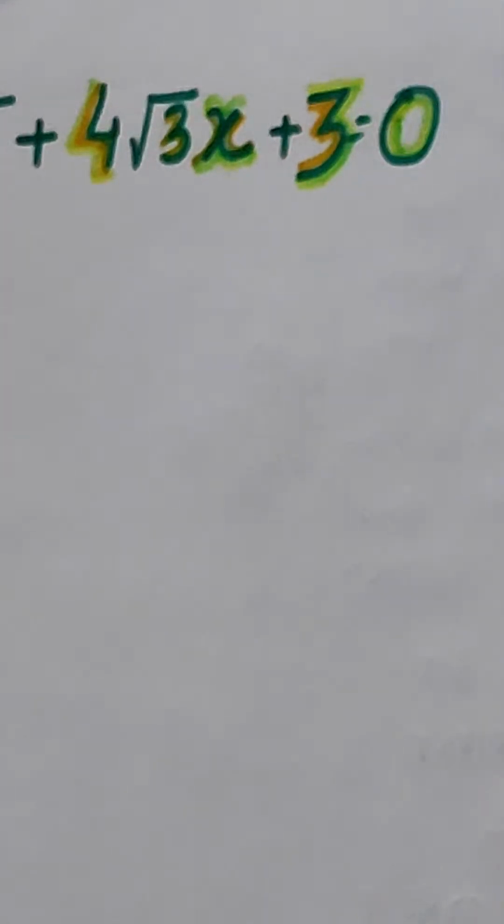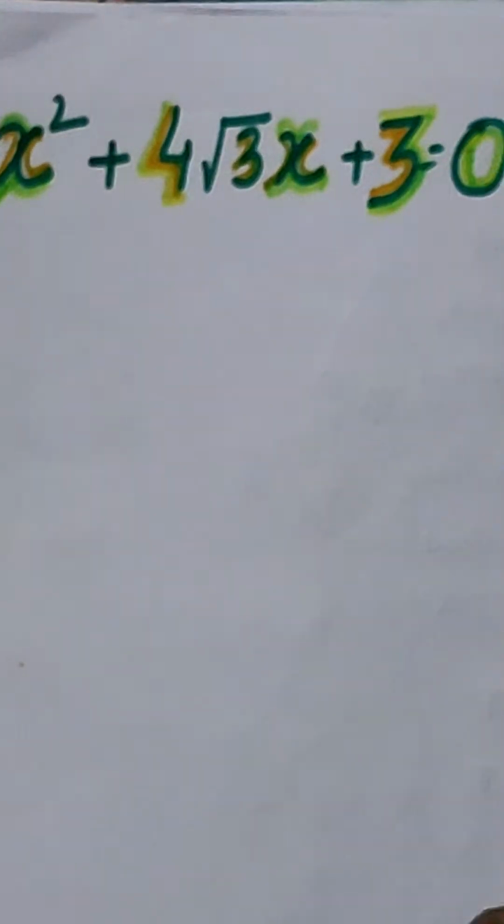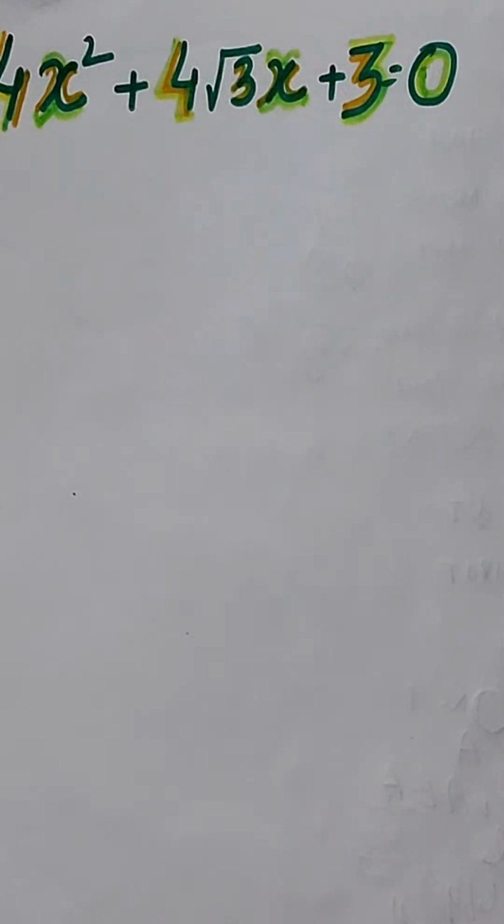Where the question is like this. The question is 4x square plus 4 root 3x plus 3 is equal to 0. This is the question, my dear friends. I think it's visible to you, right? Now, let us solve this question.